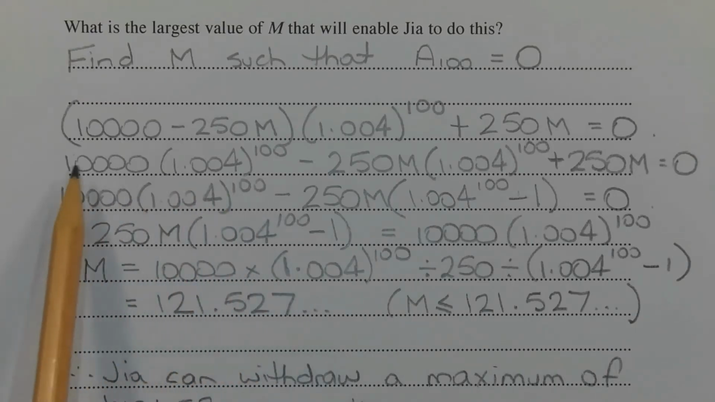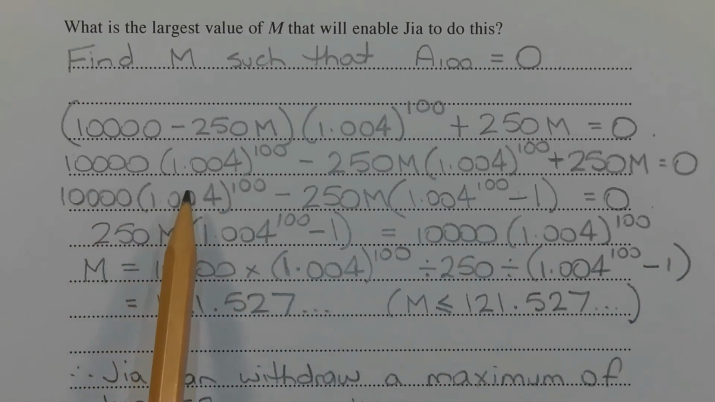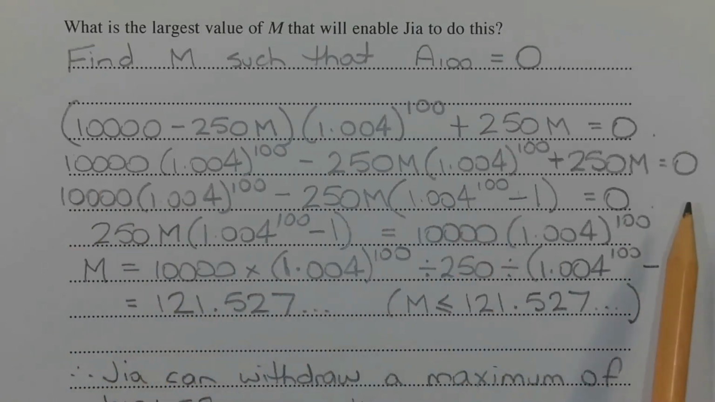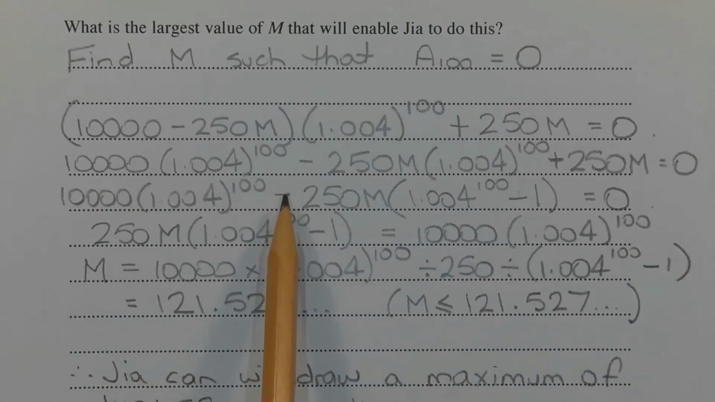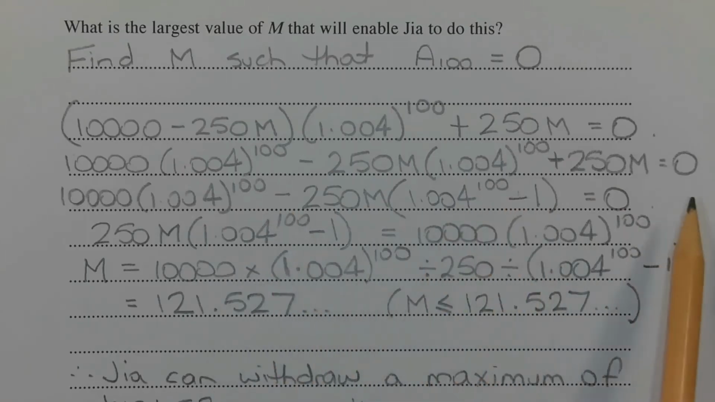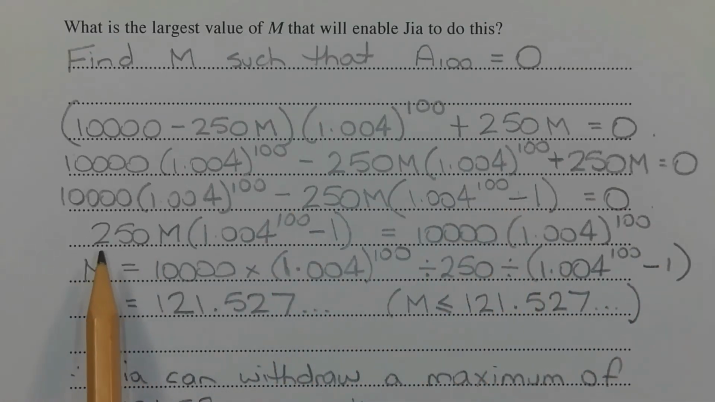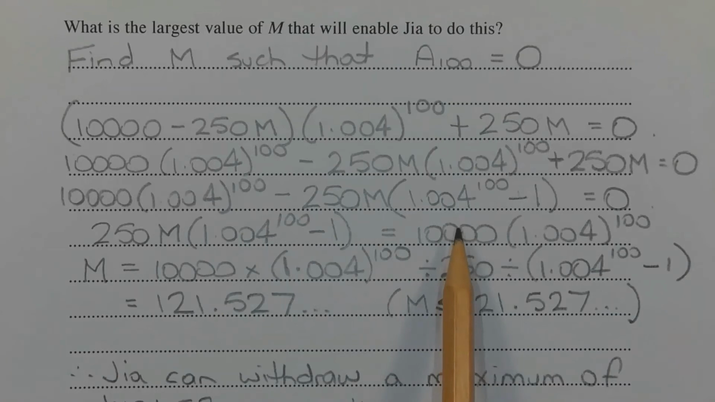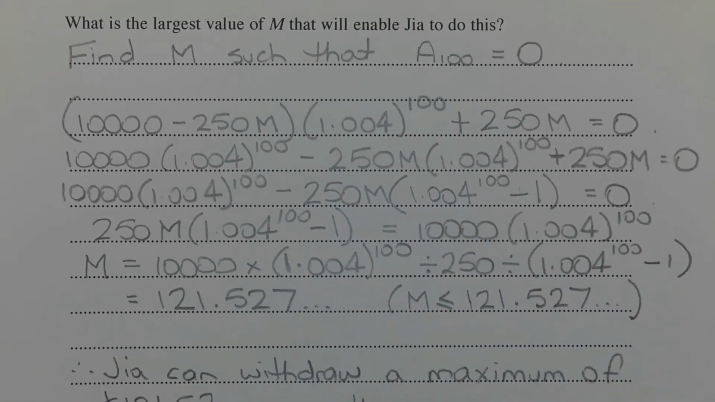So moving this term over to the other side, when you do that, this will become a negative, but this is negative here, so we can multiply both sides by -1 at the same time. So we end up with positive 250 times M times 1.004 to the power of 100 minus 1 is equal to 10,000 times 1.004 to the power of 100.